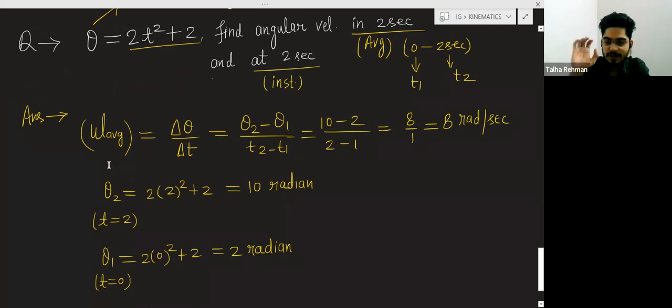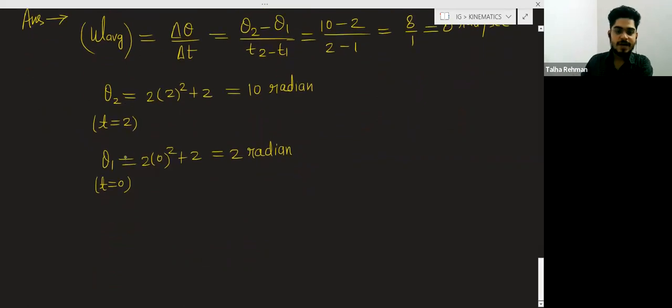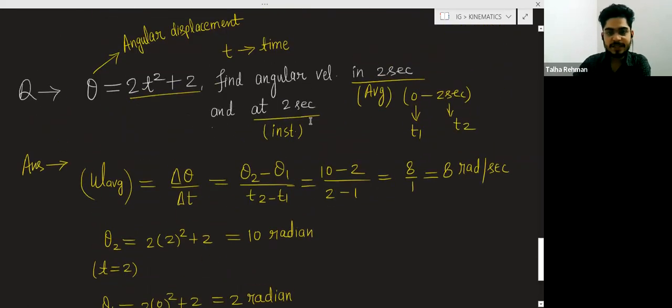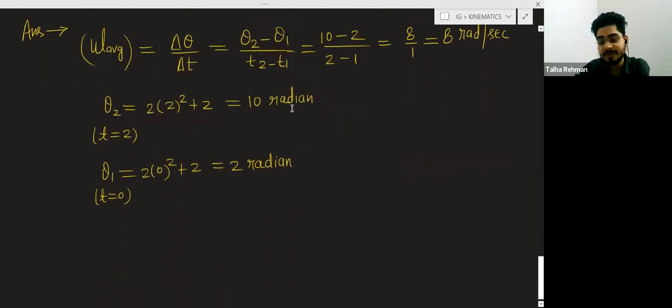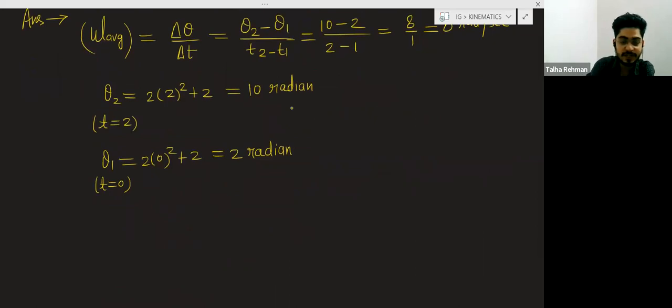In linear motion we have the velocity. Simple velocity is displacement divided by time. But here in circular motion we have to calculate the angular velocity by angular displacement divided by time. Got it? Now in the next part they are asking at 2 seconds. At 2 seconds means the angular velocity at t is equal to 2 seconds, so they are asking indirectly for instantaneous angular velocity.